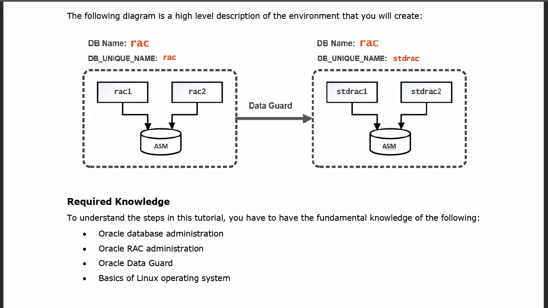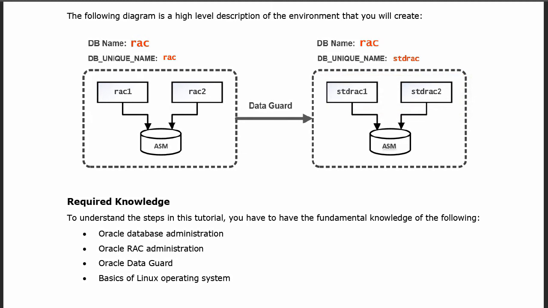This is a high-level description about the environment that I am working on. The database that I have on the primary side is called RAC. It basically contains two nodes, RAC1 and RAC2, and they both use ASM as shared storage. In the standby side, I also have a RAC database, and it also consists of two instances. The instance names on the standby side are std-rac1 and std-rac2. Again, they use ASM as shared storage.